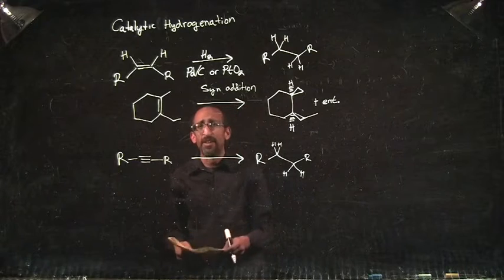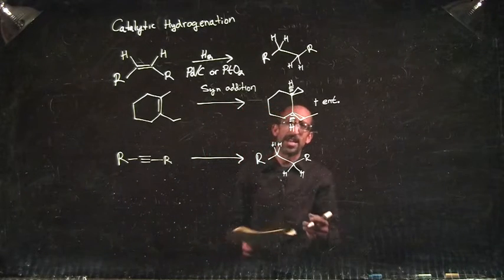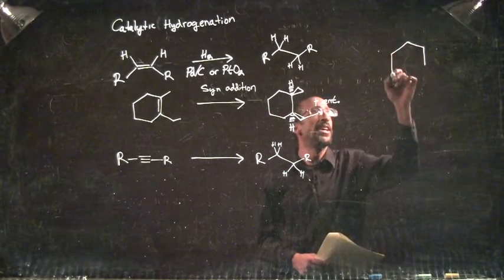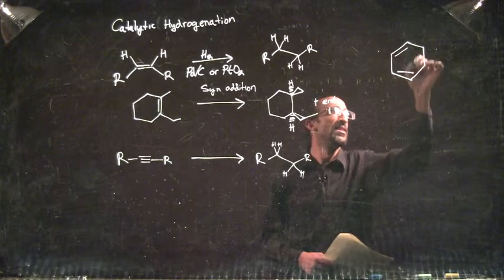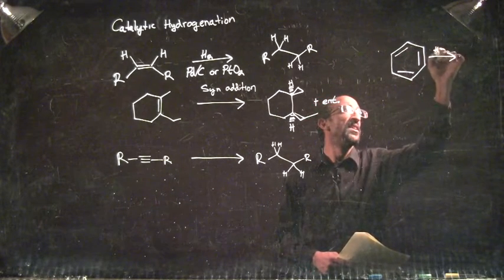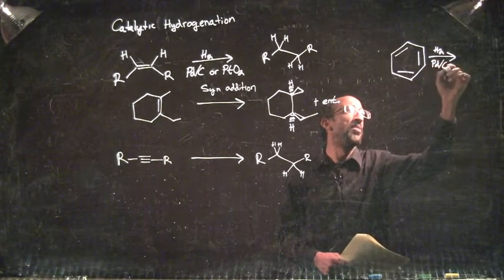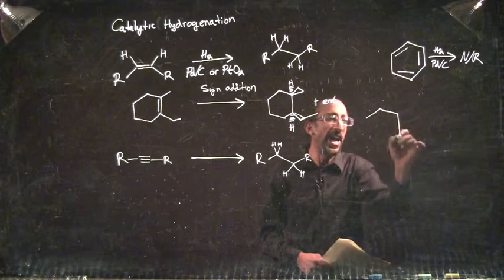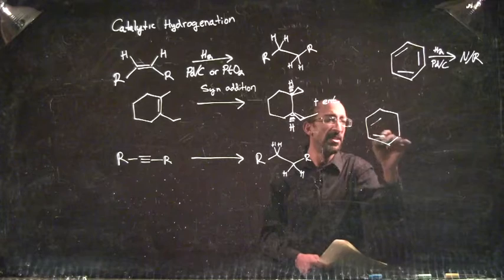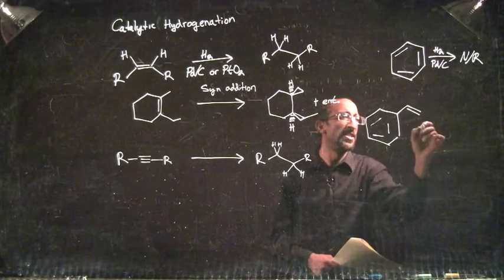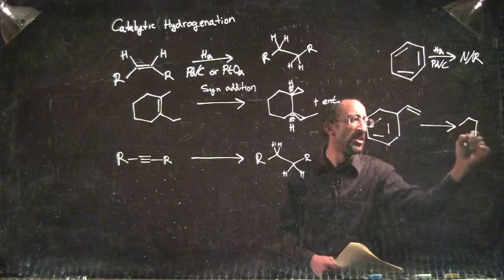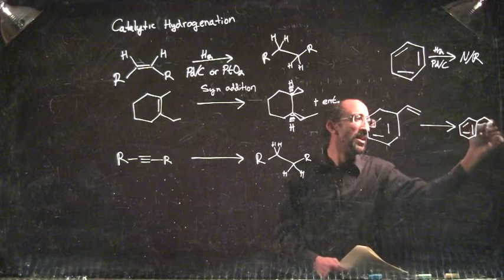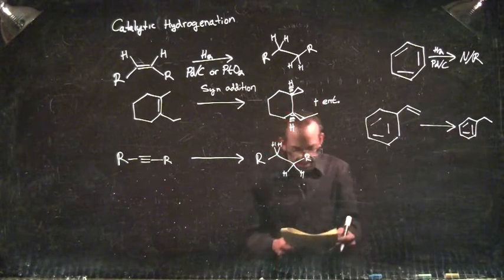Two things that we should be aware of. There are two types of pi bonds that don't react with catalytic hydrogenation. Those are the double bonds in an aromatic ring, such as benzene. So here, H2, palladium on carbon, there's going to be no reaction in the benzene. However, if I have a double bond off of that benzene, it will react. So for example, styrene under these same conditions, the alkene off of the ring gets reduced, but the aromatic ring stays intact.